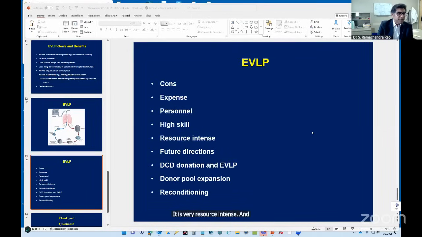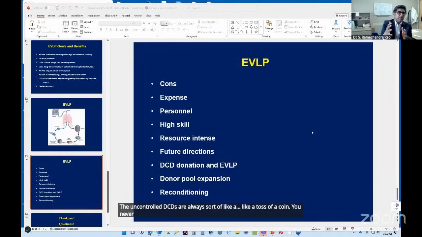And future directions, like we were chatting about, the DCD donor pool has not been tapped yet. There is so much literature starting in the late 90s, starting with Loyola and Toronto. These two are the leading centers with respect to DCD procurement. The uncontrolled DCDs are always sort of like a toss of a coin. You never know how it's going to go.